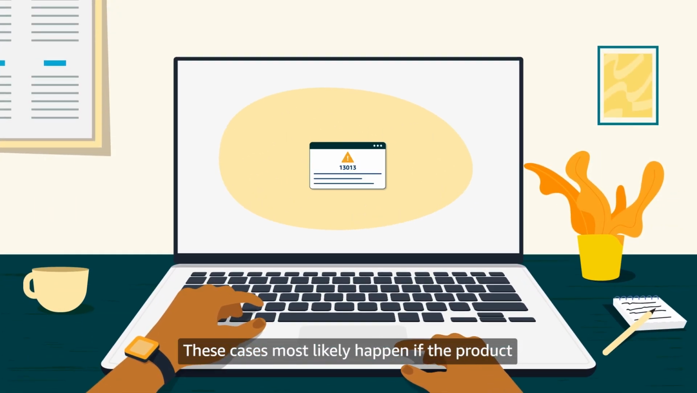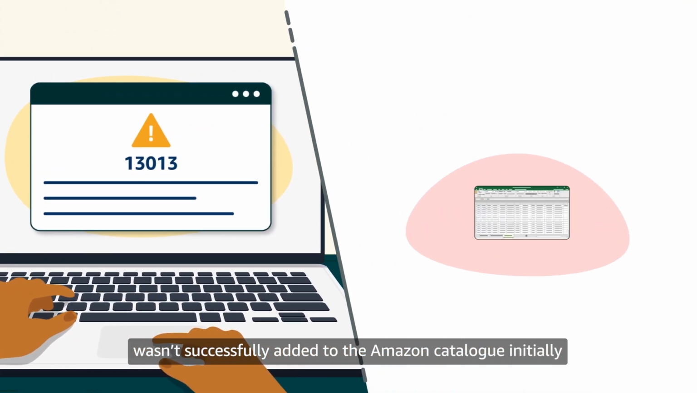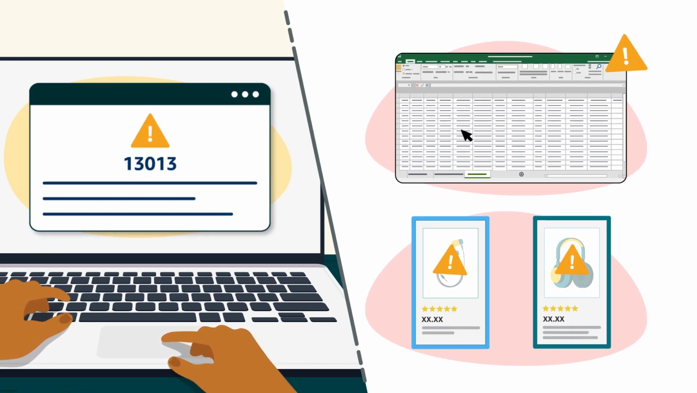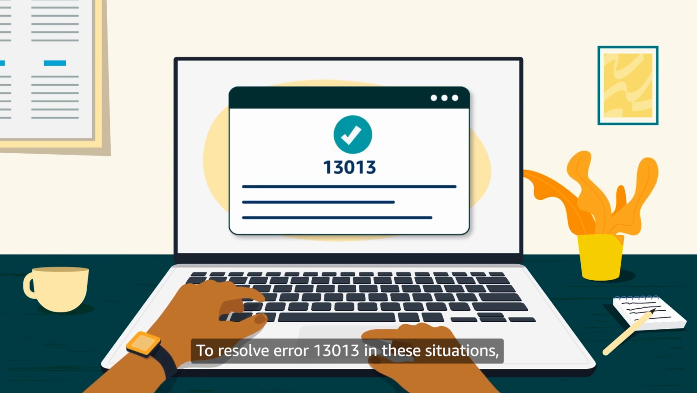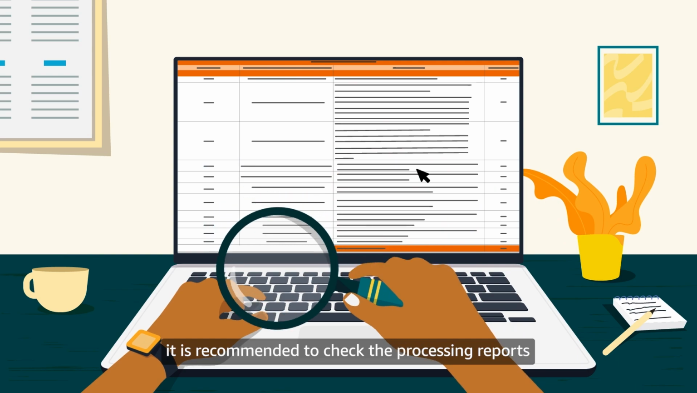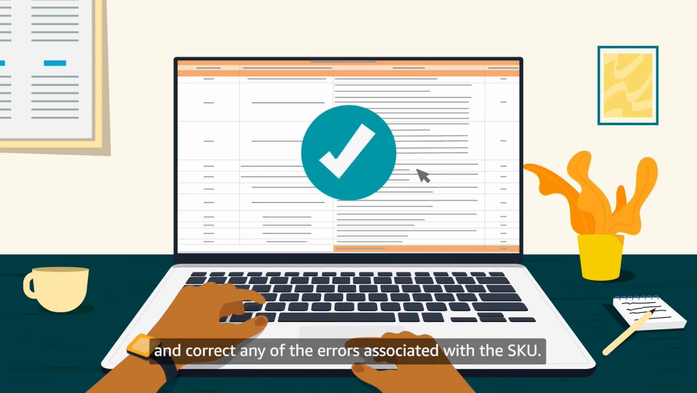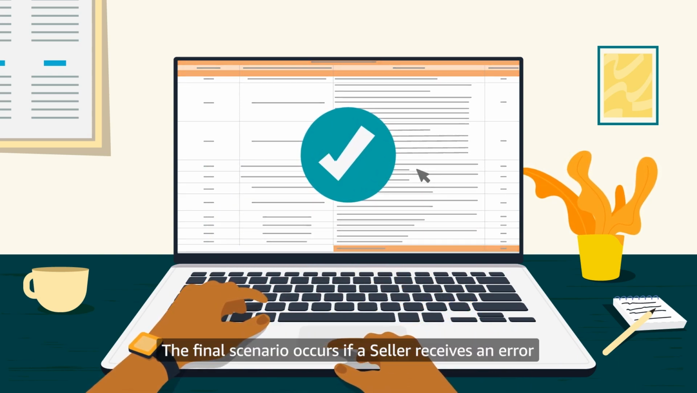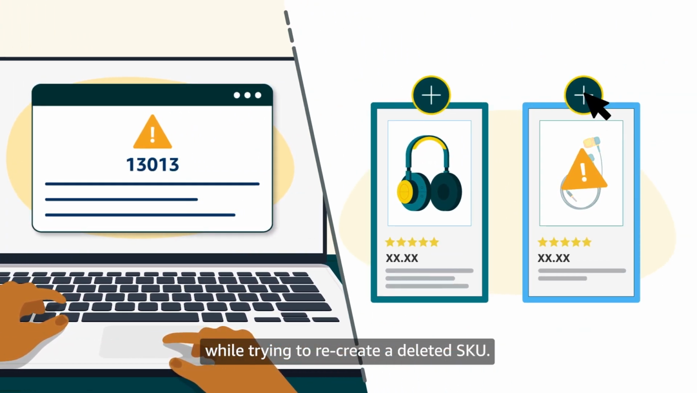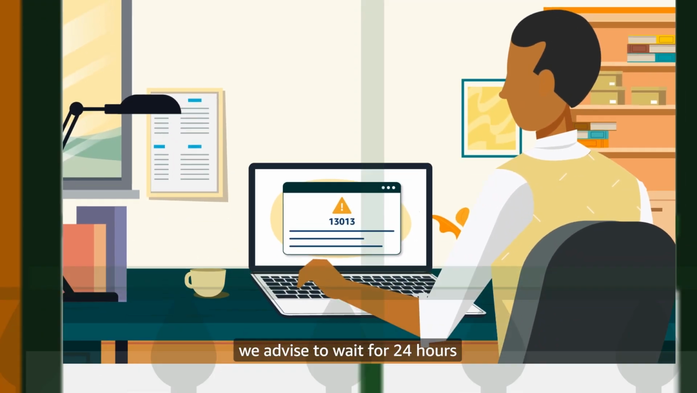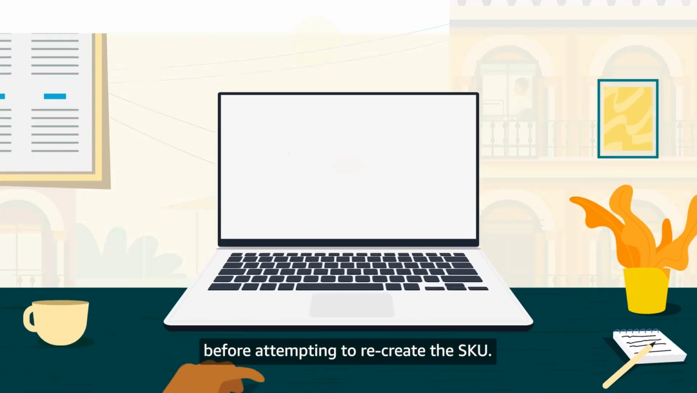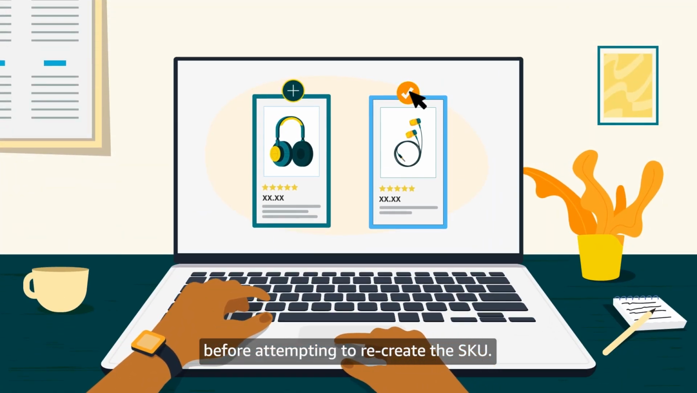These cases most likely happen if the product wasn't successfully added to the Amazon catalog initially through a product data feed. To resolve error 13013 in these situations, it is recommended to check the processing reports and correct any of the errors associated with the SKU. The final scenario occurs if a seller receives an error while trying to recreate a deleted SKU. If this is the case, we advise to wait for 24 hours from the time the SKU was deleted before attempting to recreate the SKU.